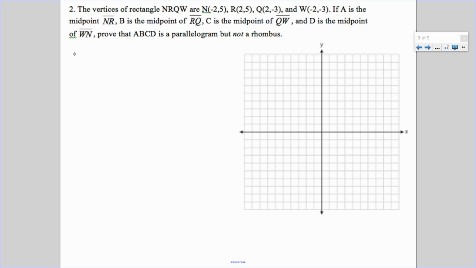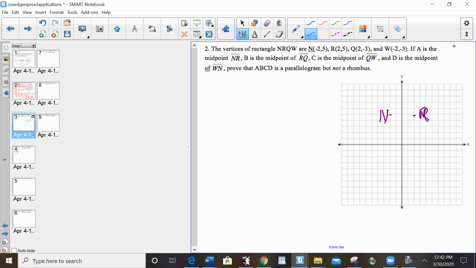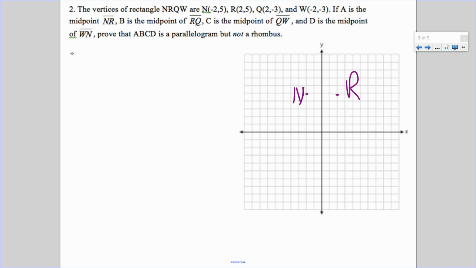NRQW, N is negative 2, 5. R is 2, 5. That's too sloppy for me, which is saying a lot. Q is 2, -3. W is -2, -3. Now it says that A is the midpoint of NR.